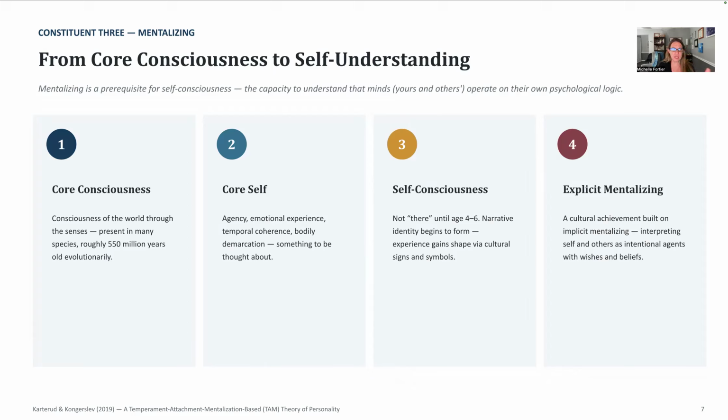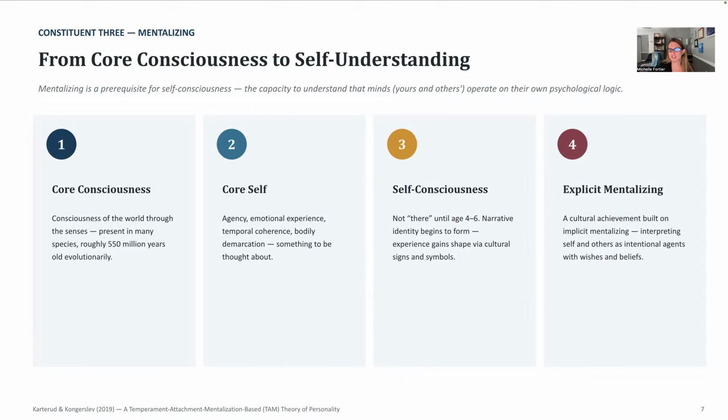And so they go from core consciousness. Core consciousness is for young infants. It goes for animals, all this other stuff. It's where we're really just paying attention to what's going on right now. We're not thinking about the past. We're not thinking about the future. We're just taking in the information. Then we have our core self, and that's agency, emotional experience, temporal coherence, bodily demarcation, something to be thought about.